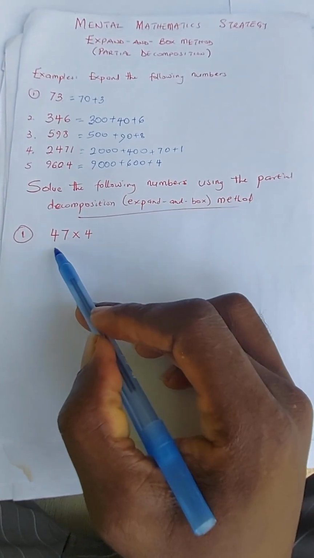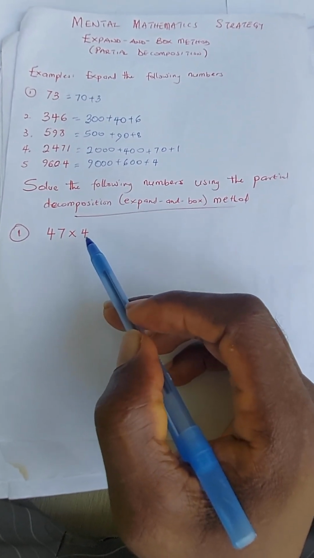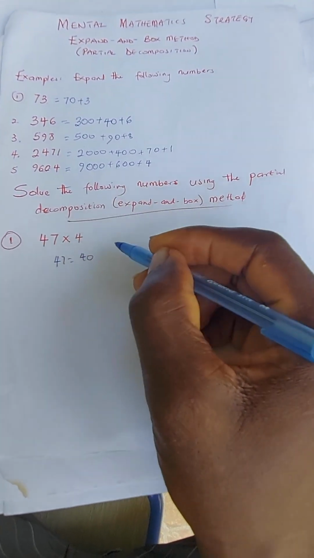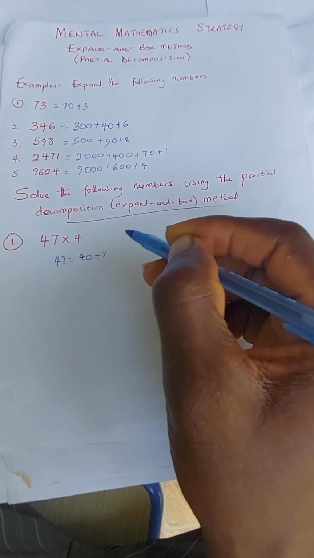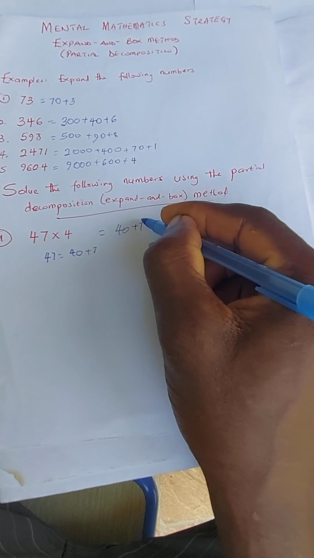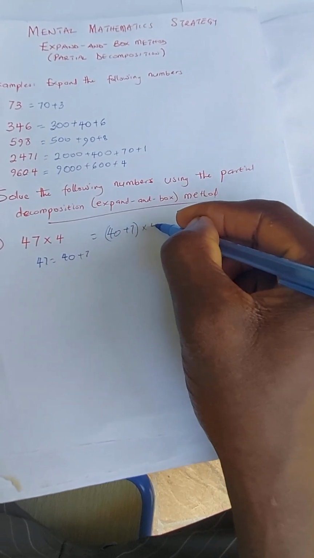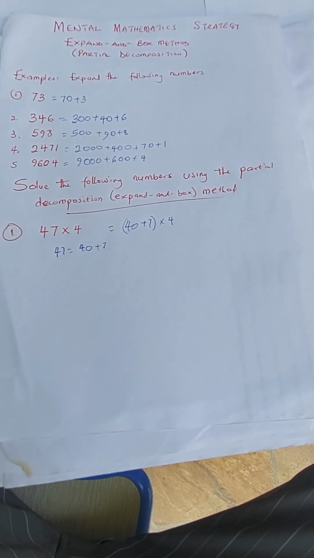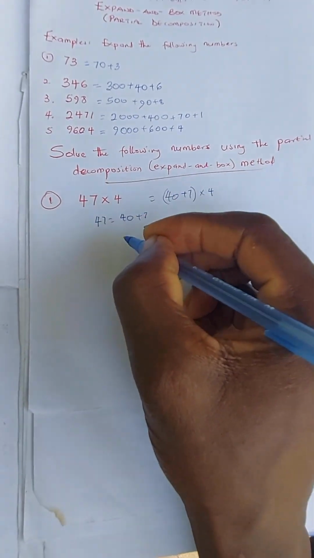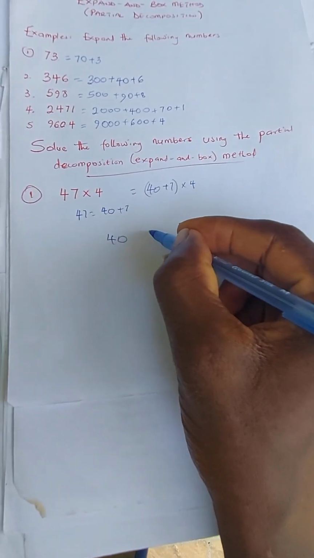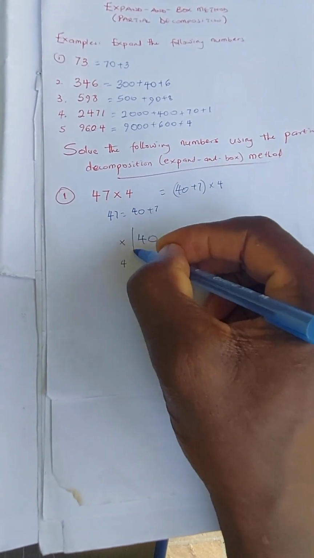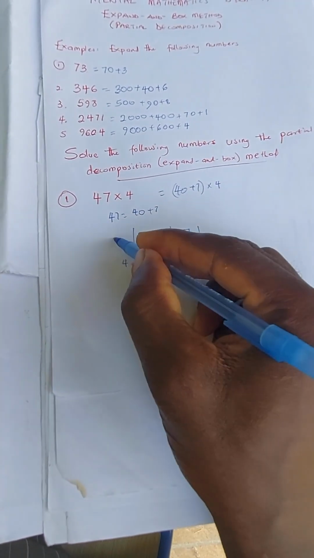So we will have to expand 47. Then you put it in a box. Expanding 47 will give us 40 plus 7. So now this becomes 40 plus 7 for the 47 times 4. Now after expanding it, we put it in a box. So that's how we are going to draw our box. So you get 40 and 7 here being multiplied by 4. And we draw our box around it.